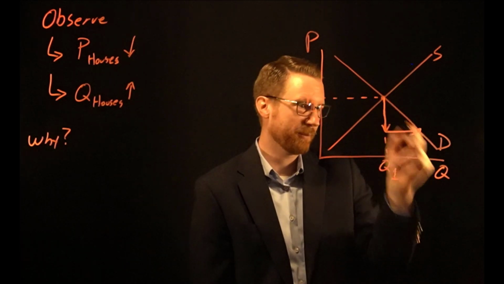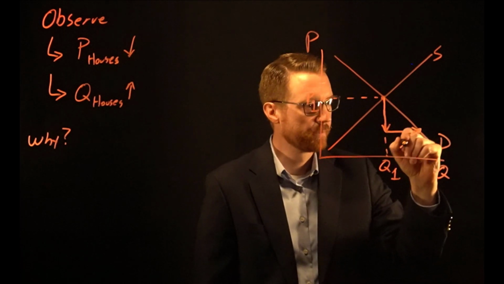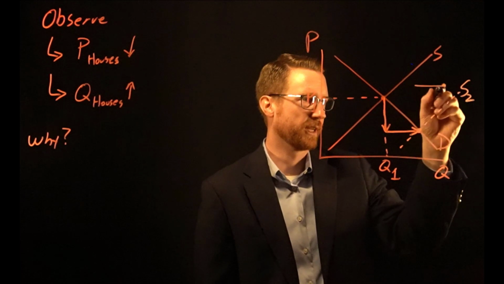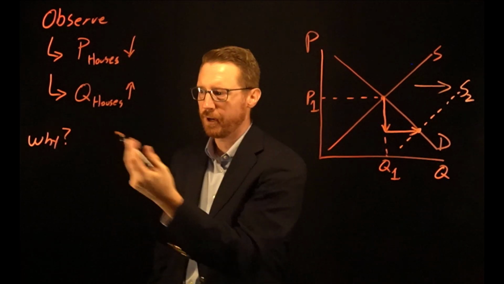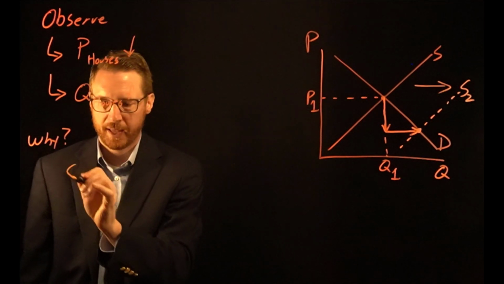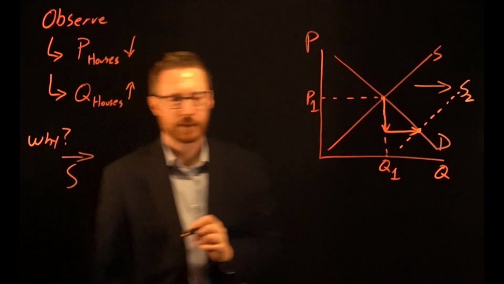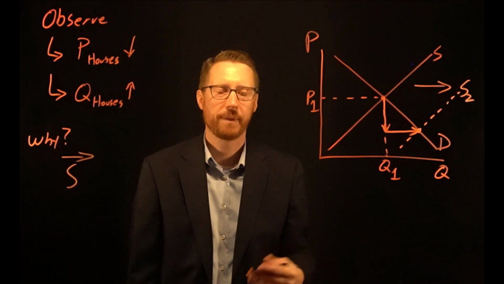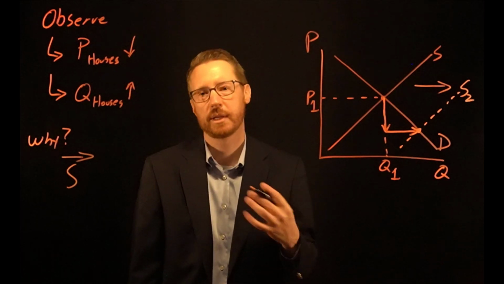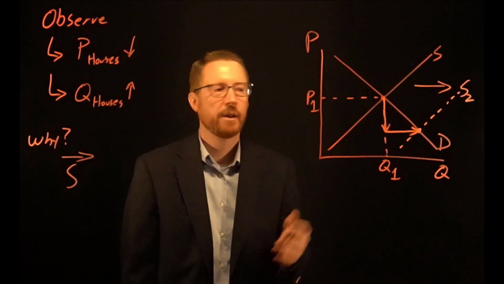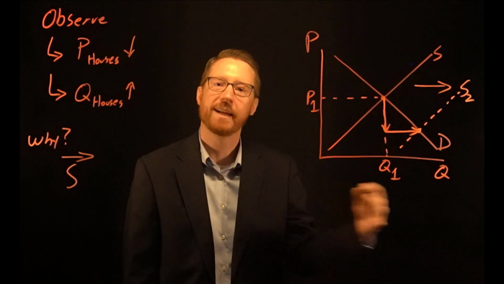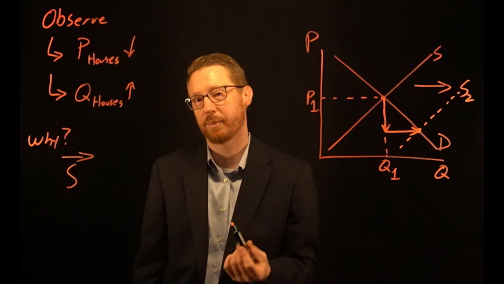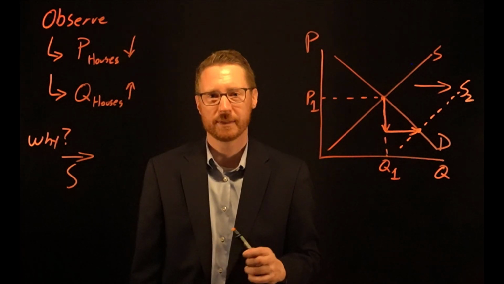Well, it can't be that the demand curve moved. So it's got to be that the supply curve shifted. So our answer to the why has to be that supply has increased. Supply has shifted to the right. More people in that neighborhood are listing their homes for sale, which is driving down the price and increasing the number of sales.